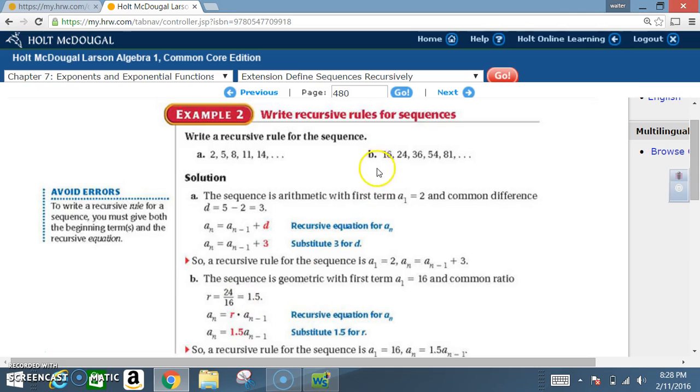Now in part B, we're working with 16, 24, 36, 54, and 81. The sequence is geometric with the first term A sub 1 equaling 16 and common ratio of 1.5. How do we find that? We found that by taking 24 divided by 16, and it's 1.5. So we're going to follow our rule. A sub n is equal to r times A sub n minus 1. So A sub n is equal to, what is the r value? 1.5 times A sub n minus 1. So a recursive rule for the sequence is A1, our first term, is 16, and then we found that the rule was A sub n is equal to 1.5 times A sub n minus 1.